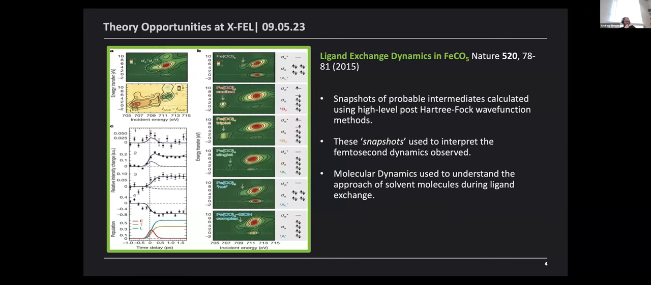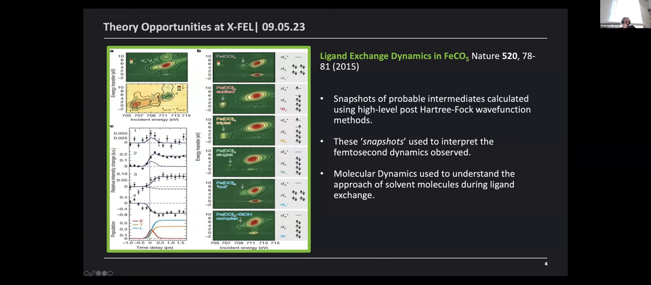So, you've already seen snapshots of this, just going through a few examples of where theory has been used. Julia already mentioned the ligand exchange dynamics of FeCO5. From the perspective of theory, what was done here is to take individual snapshots of what were deemed critical points on a potential energy surface. Each of these geometries was used to compute the spectra, which were then compared to the experimental spectra.